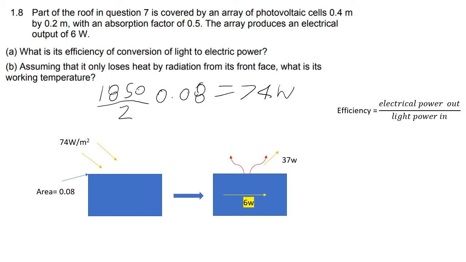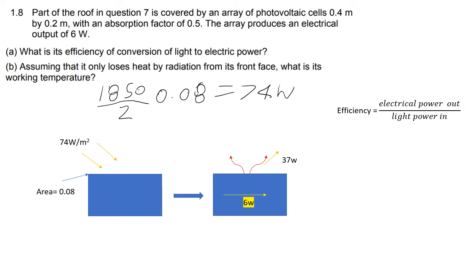So we have 74 divided by 2. 37. So 37 watts of light power inside.